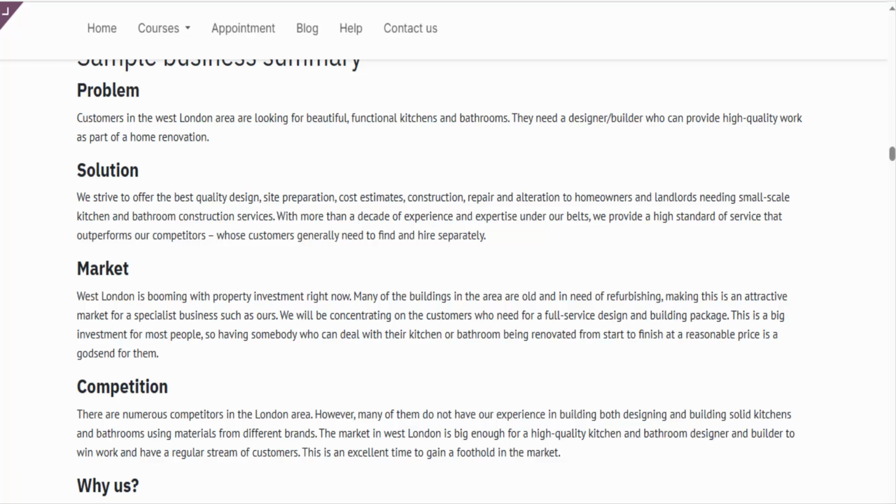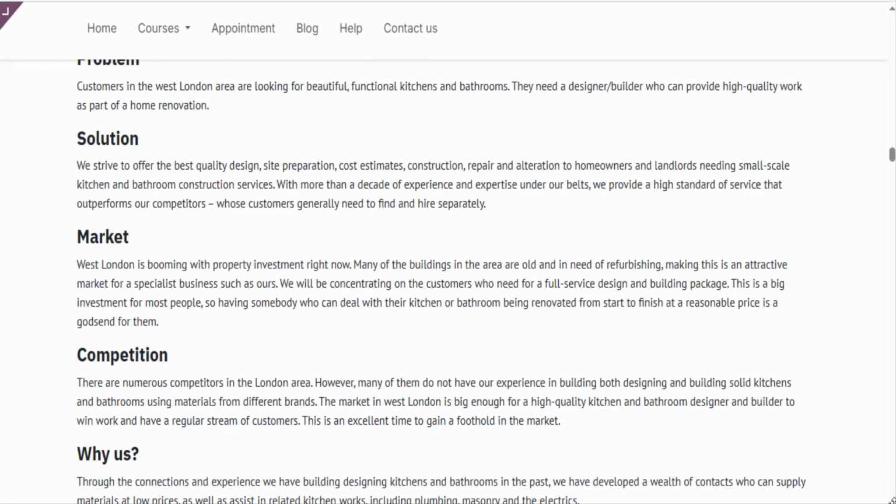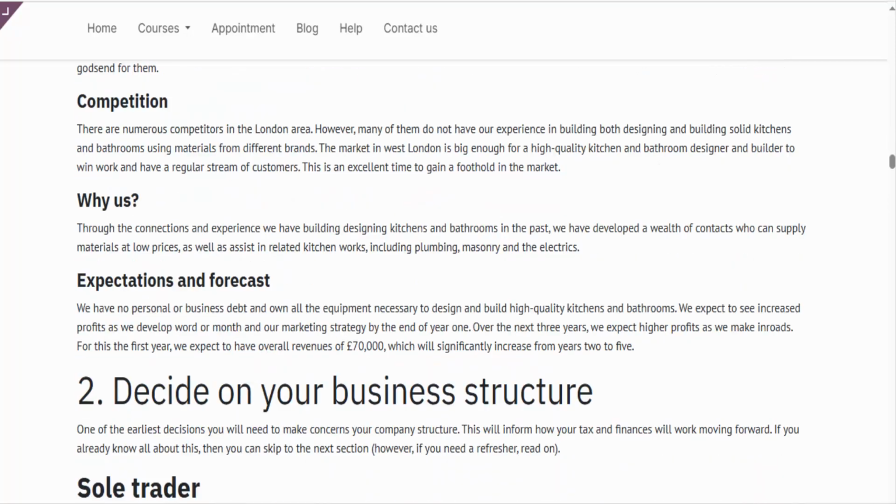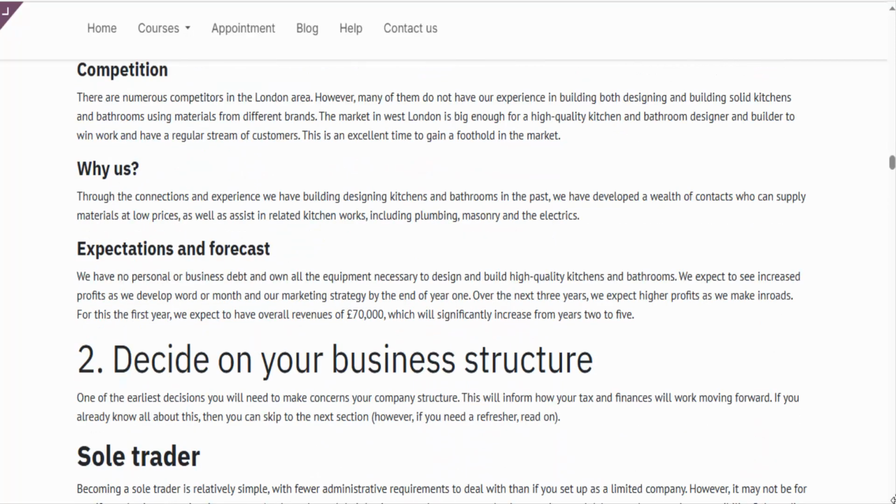Competition: There are numerous competitors in the London area. However, many of them do not have our experience in both designing and building solid kitchens and bathrooms using materials from different brands. The market in West London is big enough for a high-quality kitchen and bathroom designer and builder to win work and have a regular stream of customers. This is an excellent time to gain a foothold in the market.